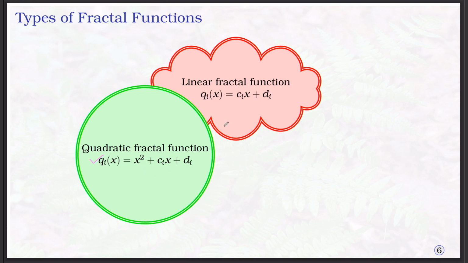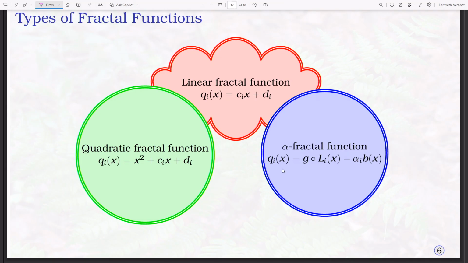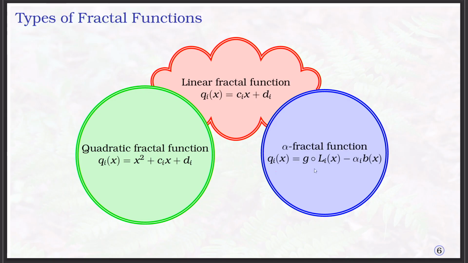And one more special case, when you are taking qi as a function of g composite Li of x minus alpha of b of x, we can call it the alpha fractal function. So, with respect to qi, we can classify the fractal interpolation as the linear fractal interpolation function, quadratic fractal interpolation function and alpha fractal interpolation function. This is a very particular case which we will discuss in detail in the upcoming lectures, about the quadratic and alpha fractal function.